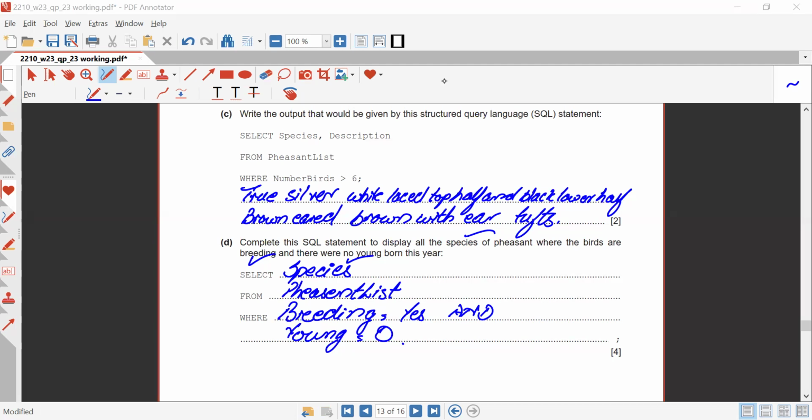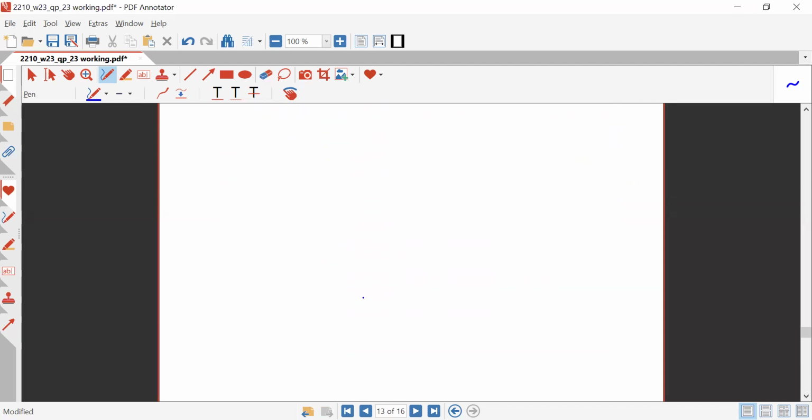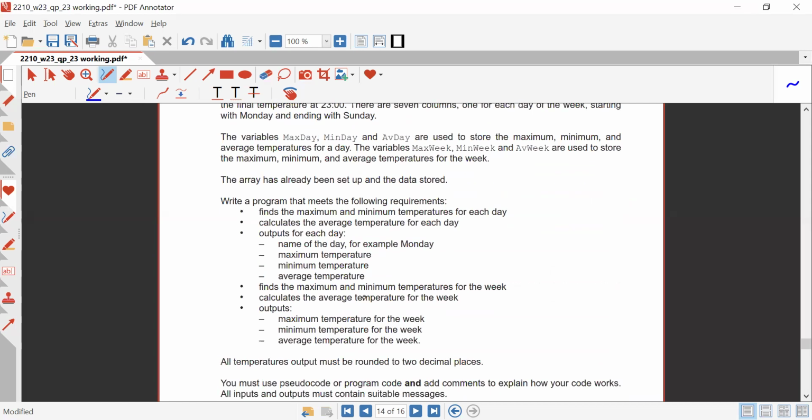From, that is peasant list. That means the name of the database. In from we need to write the name of the database. Okay, now coming to the next space. I think there was some other question as well.